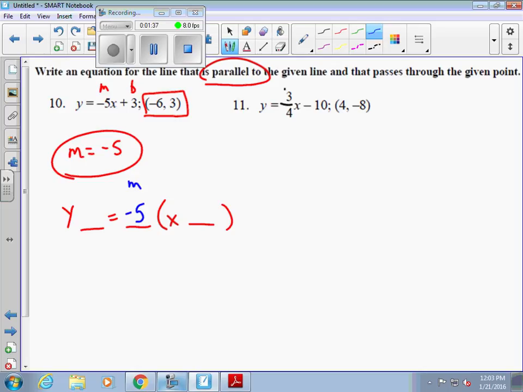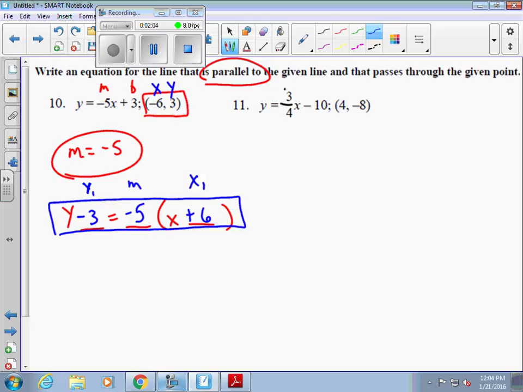X's value and Y's value, or X sub 1 and Y sub 1, are going to go in these two spots. And remember, it's the opposite of what it shows in the point. This is X. It says -6, so you put in +6. This is Y. It says 3, so you put in the opposite, -3. Again, it does not tell you which form of an equation to write. It gives you slope-intercept form, but this is a form of an equation that is acceptable.